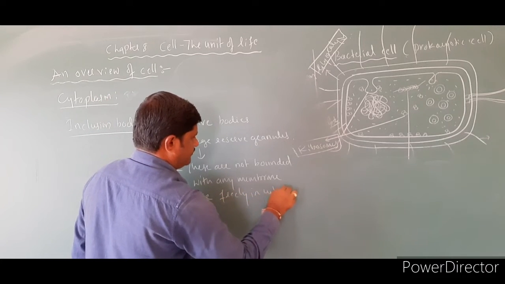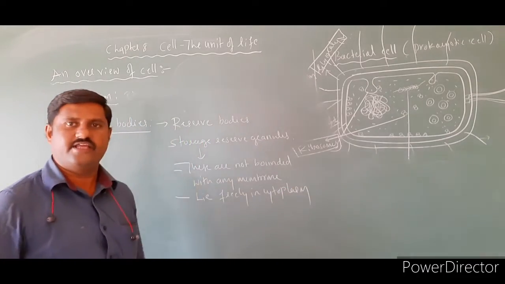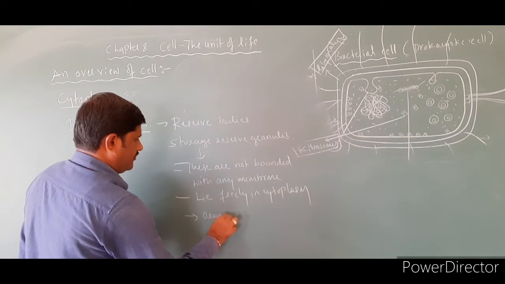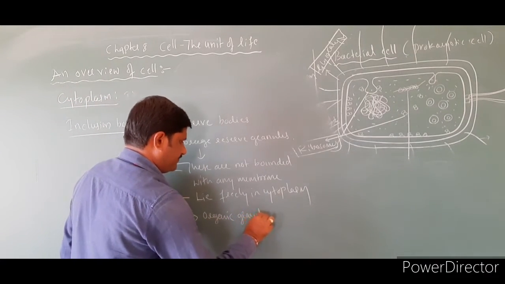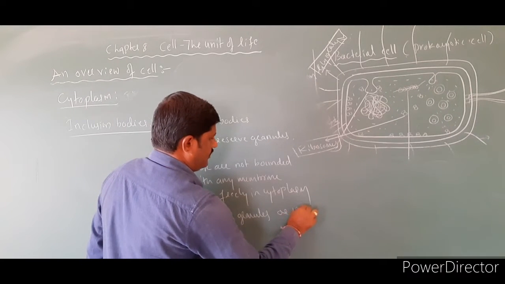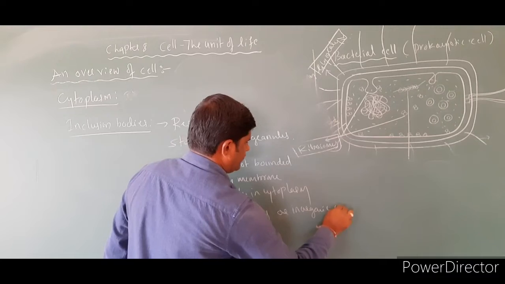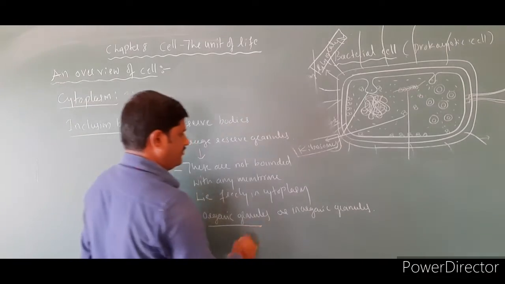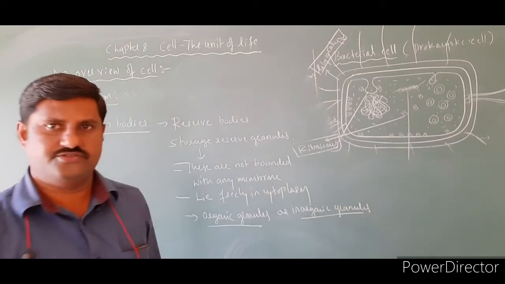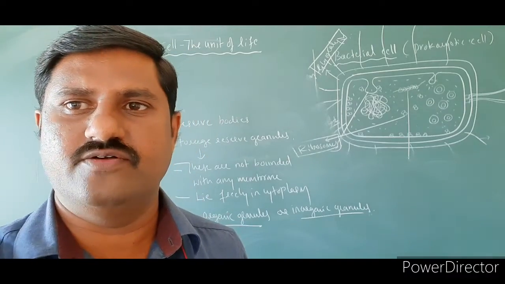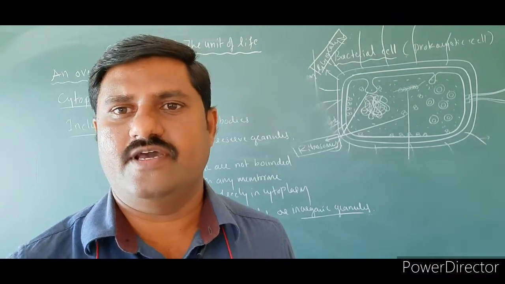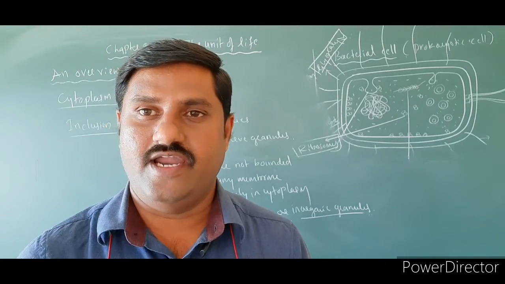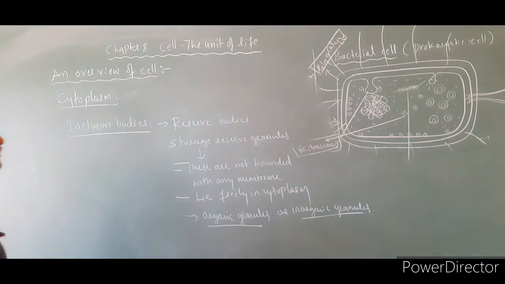They lie freely in cytoplasm, and these are sometimes organic granules or inorganic granules. These are in two forms. One is organic granules and inorganic granules, right? So there are two types of granules that we come across. Organic ones are phosphate granules and synophysian granules, and glycogen granules are the best example for this one.